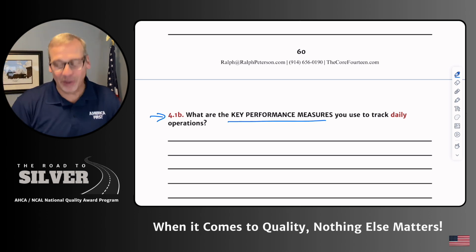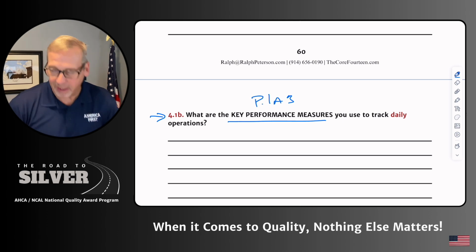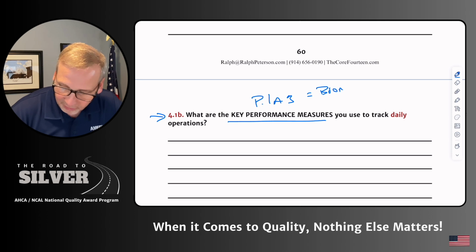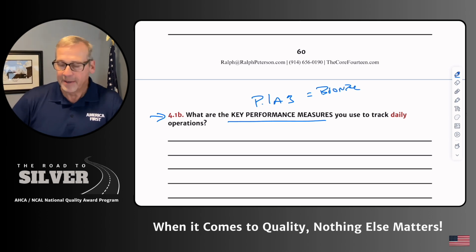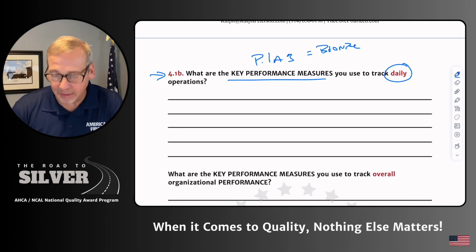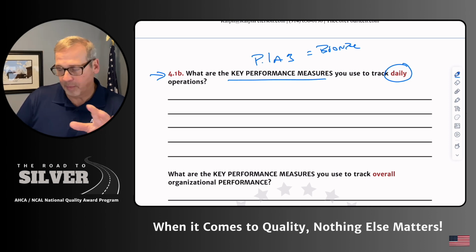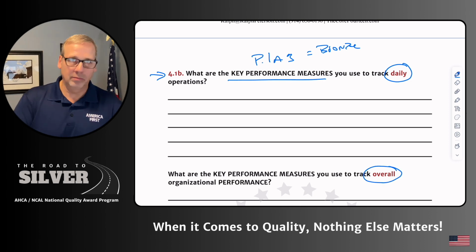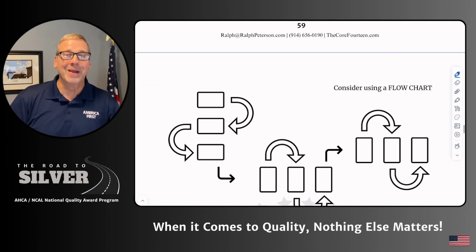This is identical to the question in the org profile, which was in P1A3, of the bronze, not the silver. The bronze application asks you for your key performance indicators. Now we're asking you for them here, but we're asking you daily. What are you tracking every day to make sure your organization is on par? And overall. So two parts of the question, but we're not doing 4.1b, we're doing 4.1a.